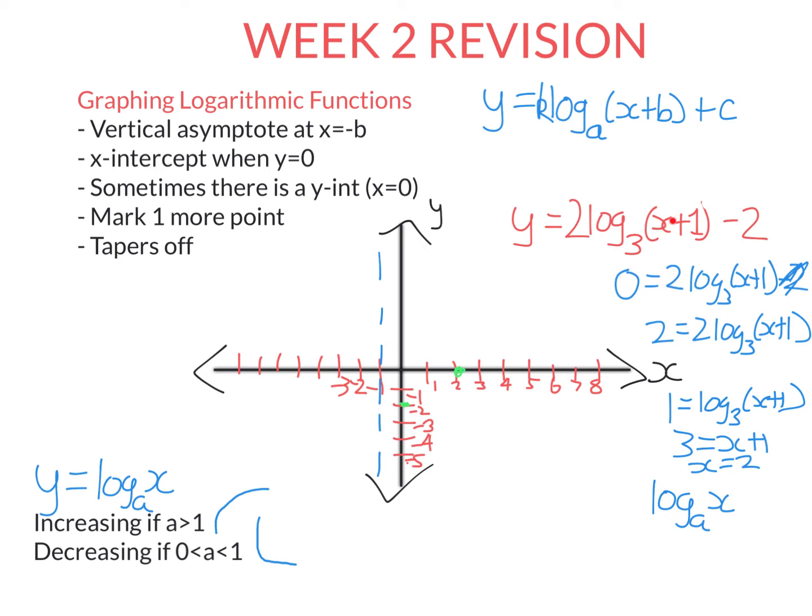So I'm going to put a number in here so that this is a power of 3. If I put x equals 8, I get 9 here, which is a power of 3. So if x equals 8, I have 2 log 3 of 9 minus 2. Log 3 of 9 is 2. 2 times 2 is 4, minus 2 is 2. This actually goes through the point (8, 2).